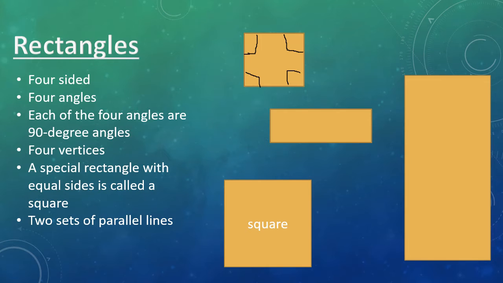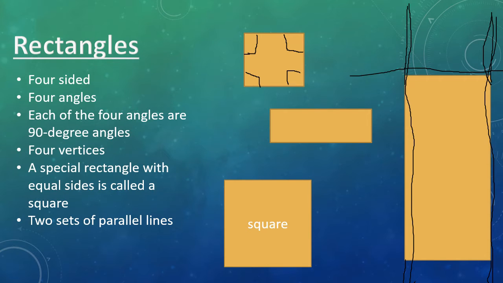And all rectangles have 2 sets of parallel lines. So if I take a look at this shape and I extend the sides using my imagination, those sides would never meet. So this side and this side, if I extend the sides, these 2 lines would never meet. Just like the other 2 sides, if I extended those lines, those 2 lines would never meet. So these shapes have 2 sets of parallel lines.